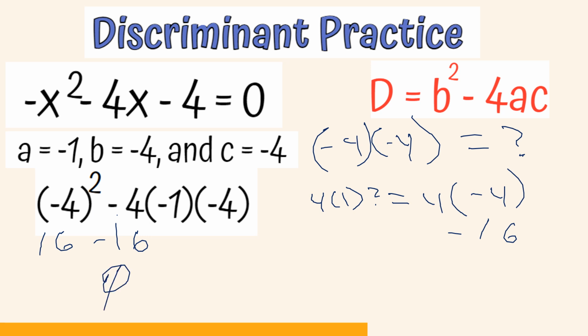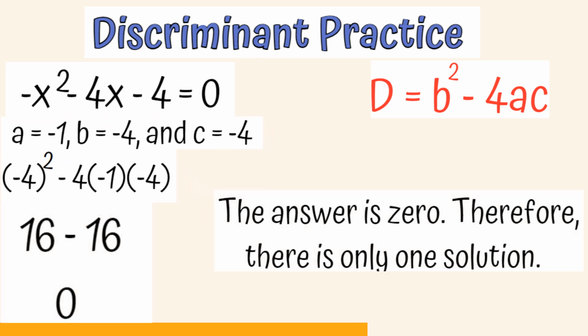And what's 16 minus 16? That's right, it's 0. So if our discriminant is 0, how many solutions do we have? That's right, the answer is 0. So therefore, we've only got one solution.